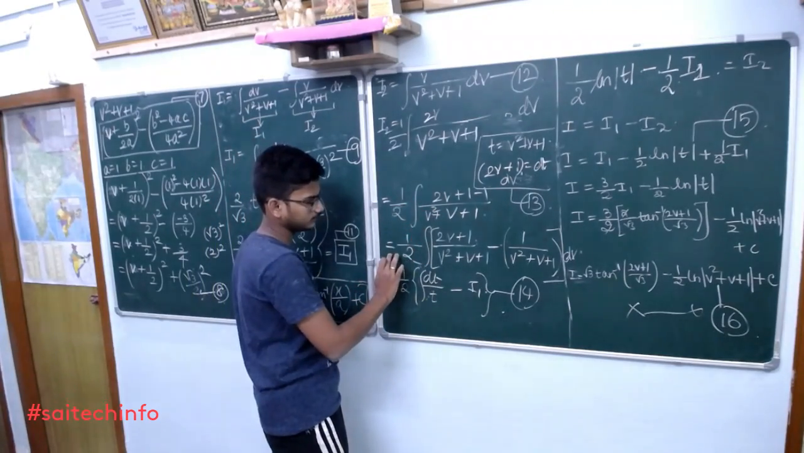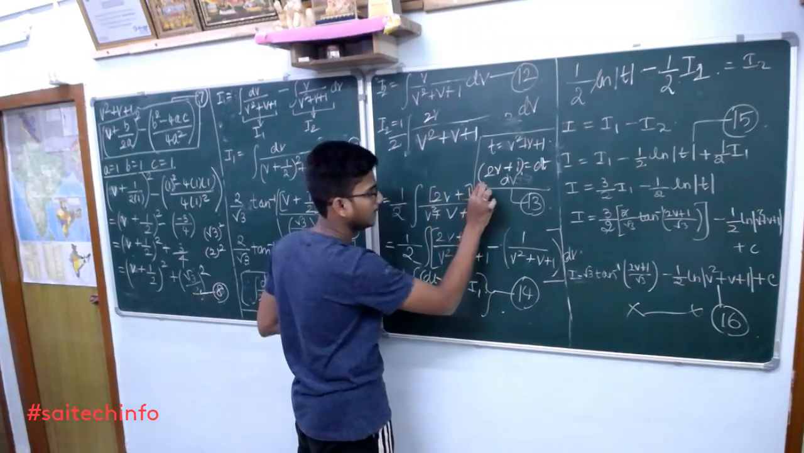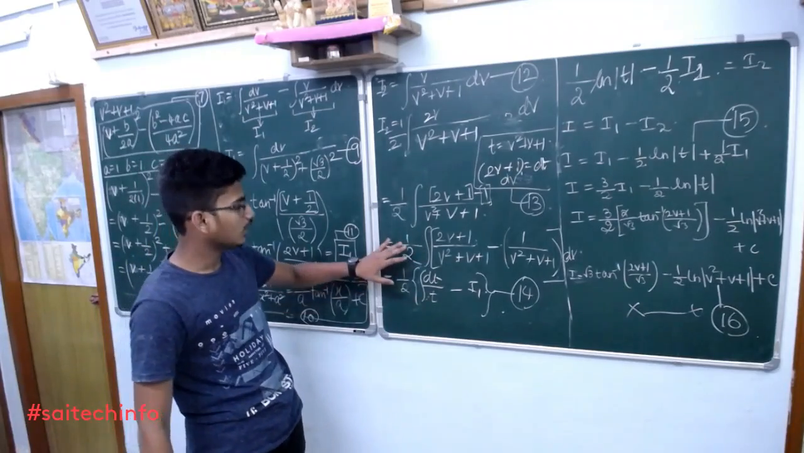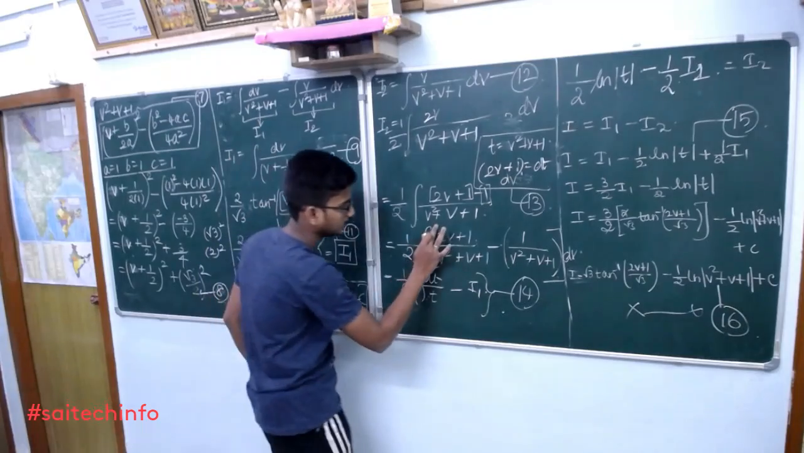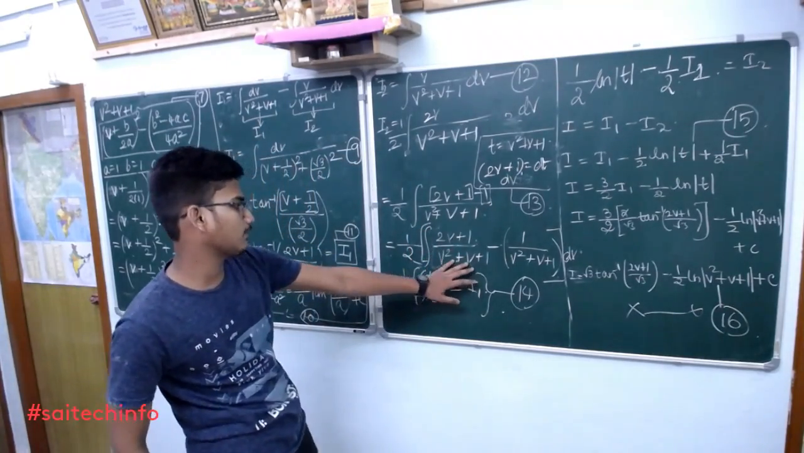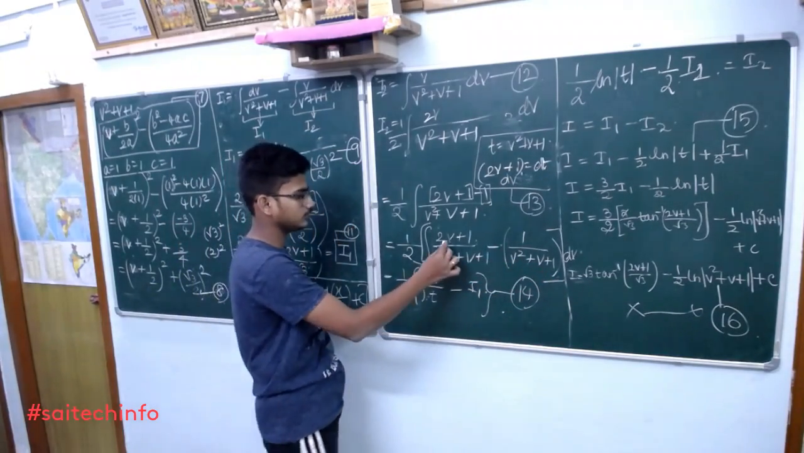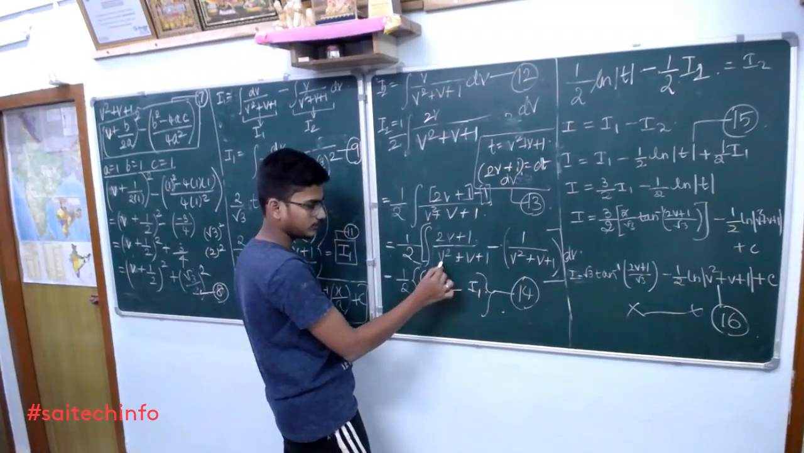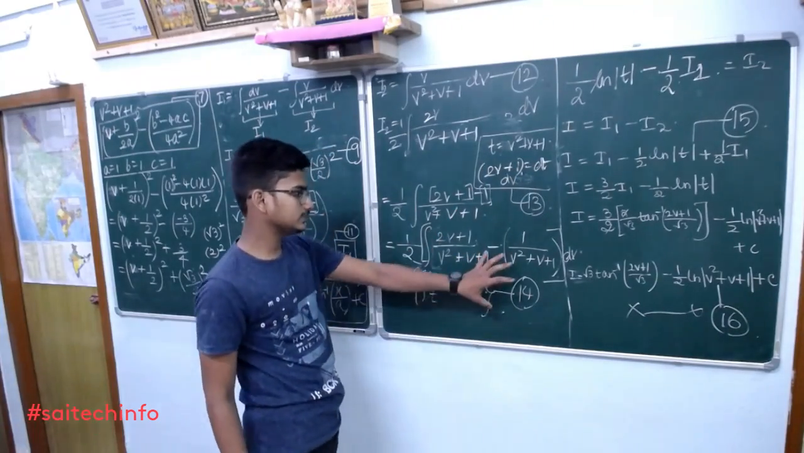Next we are separating 2v plus 1 and minus 1 with separate denominators. That is, half of the integral, splitting this into two fractions. That is half into the integral of 2v plus 1 divided by v square plus v plus 1 minus 1 by v square plus v plus 1. So substituting, (2v plus 1) into dv is nothing but dt, and v square plus v plus 1 is equal to t.